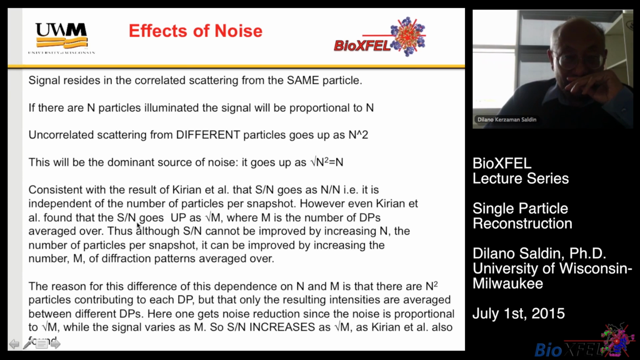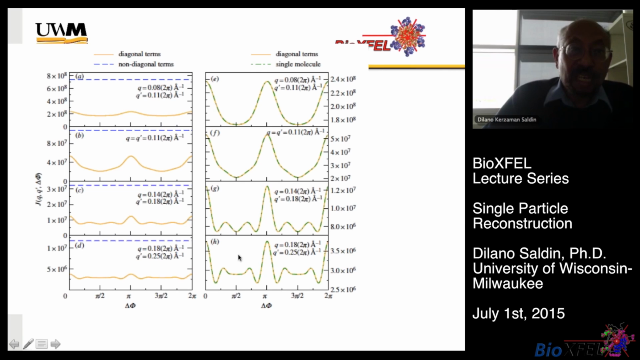However, even Kirian et al. found in their paper that the signal-to-noise ratio actually goes up as the square root of m, where m is the number of diffraction patterns averaged over. Thus, although the signal-to-noise cannot be improved by increasing the number of particles, it can be improved by increasing the number of diffraction patterns that can be averaged over. I won't get into that.